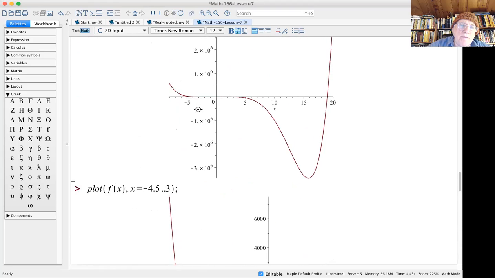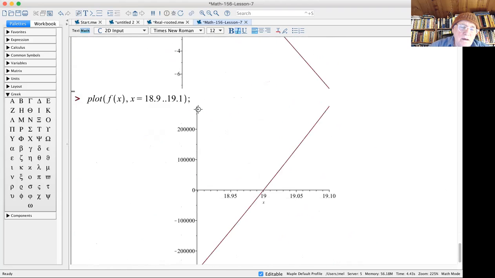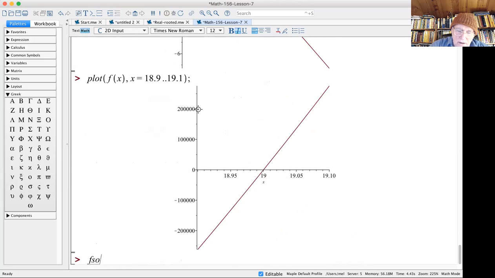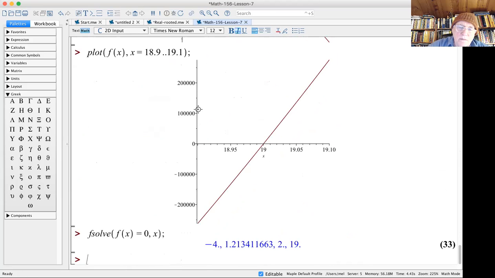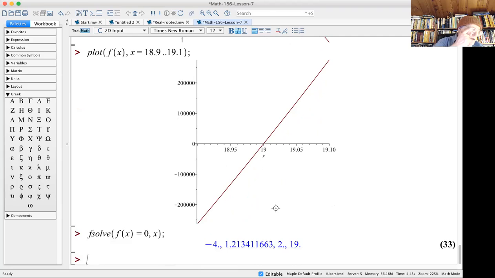So let's see what Maple does when we just use the fsolve command. So fsolve the equation f of x equals 0 for x. So it gives us -4, 2, 19, and this other number. So we seem to have them all. That's pretty good.